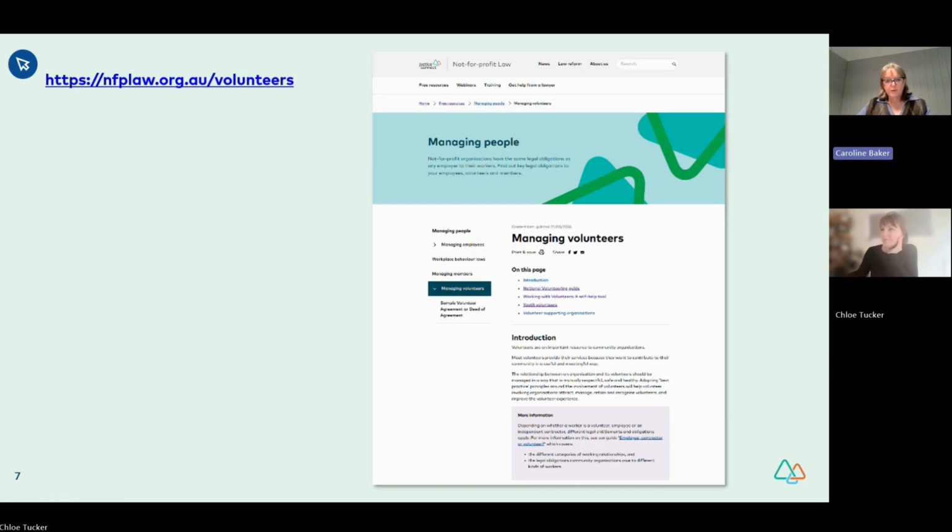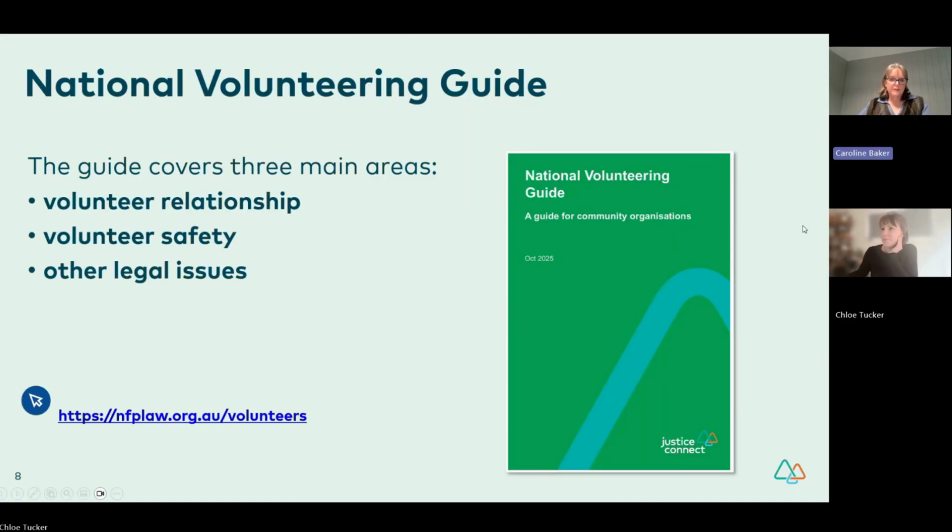I'll now briefly go through what information is covered in each of these resources, starting with our National Volunteering Guide. Our National Volunteering Guide is a comprehensive starting point. It is designed to help your organisation understand the legal framework that applies when working with volunteers. The guide covers 3 main areas.